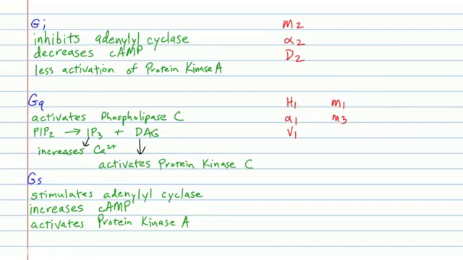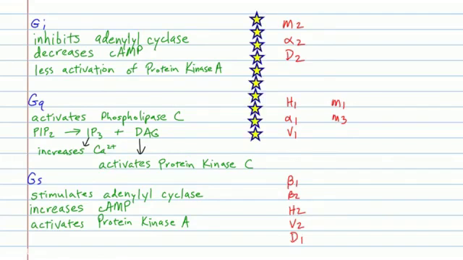And why is it M3? Well, you know it's M3 and not M2 because M2 goes with the MAD2s. And then GS is all the leftover receptors. So you really need both of these mnemonics. So for GS you have beta 1, beta 2, H2, V2, and D1. All right, good job on this one. So for that you get 10 gold stars.